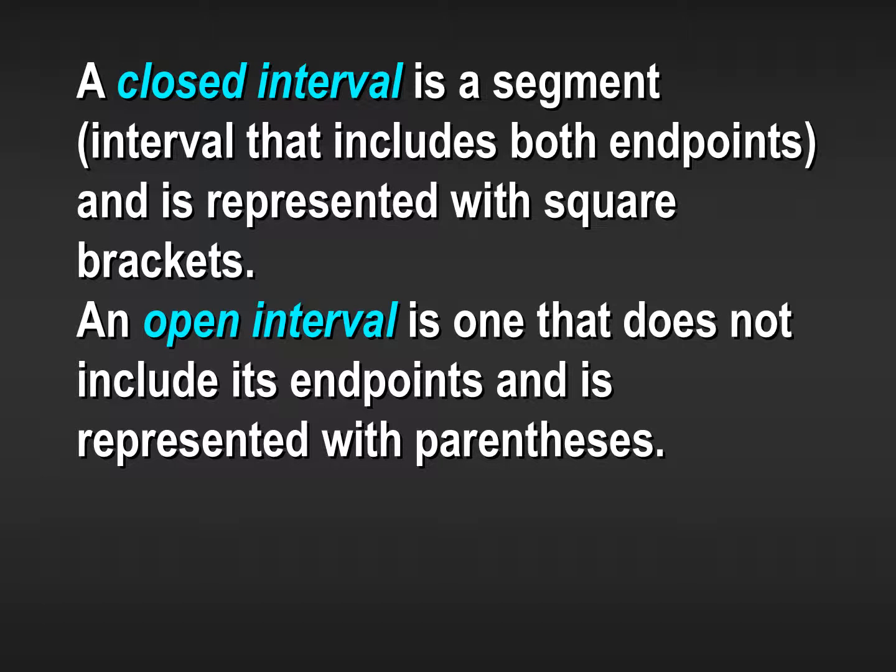A closed interval is a segment that includes both endpoints, and it's represented with square brackets. So if it's between 2 and 5, you're going to have 2, 5, but around the 2 and the 5 are going to be square brackets. If you have an open interval, that's the one that does not include the endpoints, and it's represented with parentheses.